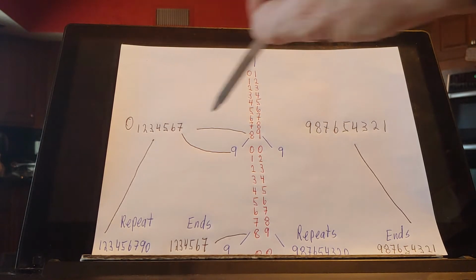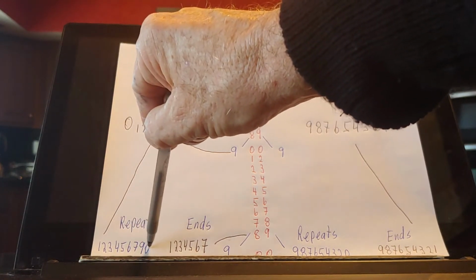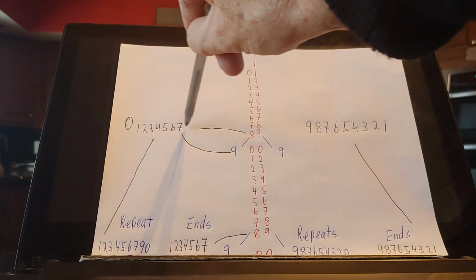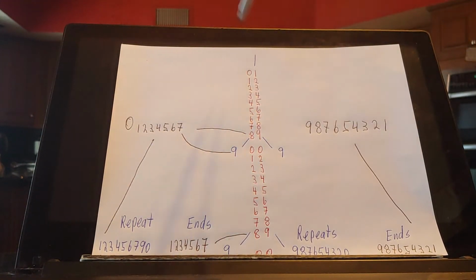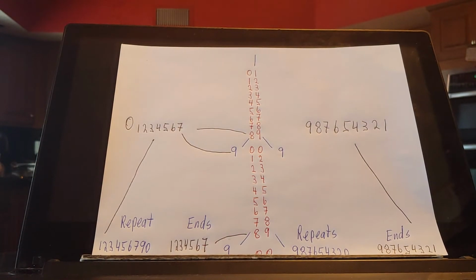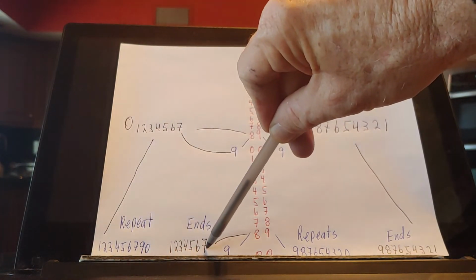So here it is right here. 1, 2, 3, 4, 5, 6, 7, 9, 0. That repeats. Then there's an ending sequence, which is this one. 1, 2, 3, 4, 5, 6, 7, 8, 9, 8, 7, 6, 5, 4, 3, 2, 1. That's the ending sequence. So if this is at 18 ones squared, now we're going to go to 27. It's going to be ones squared. It's going to be two of these, and it's going to end with that.